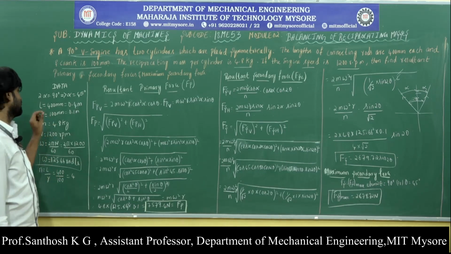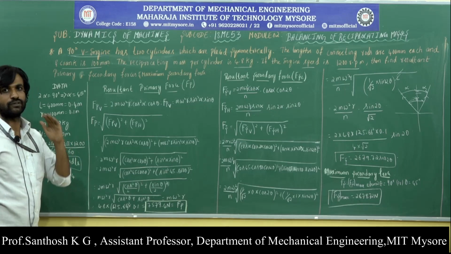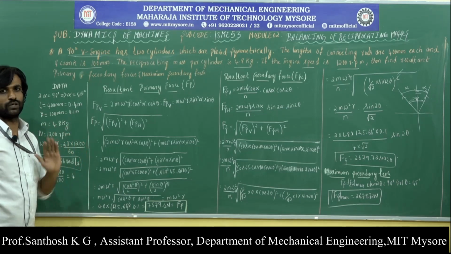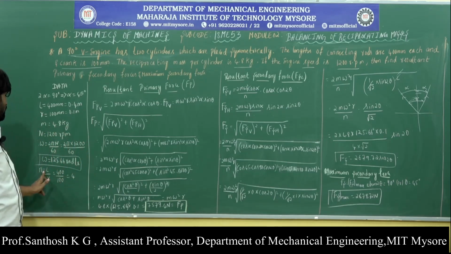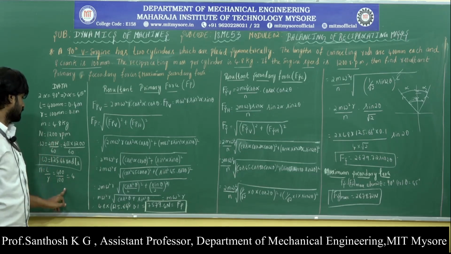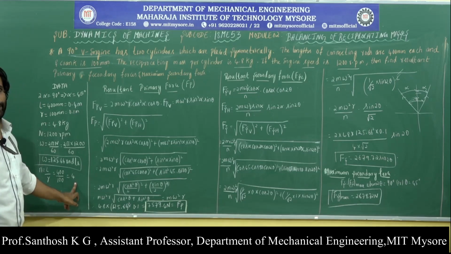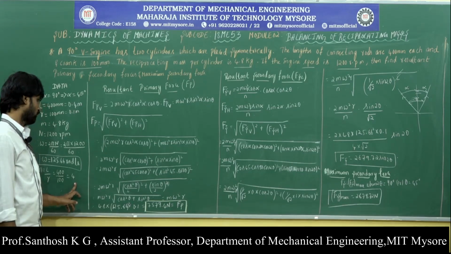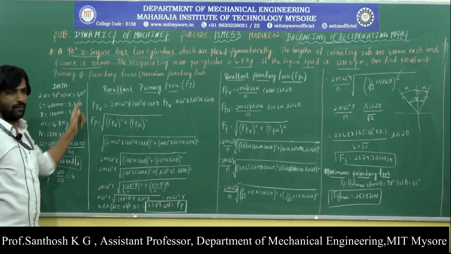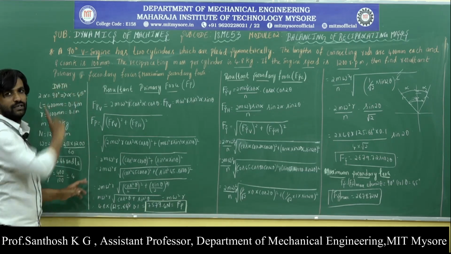Next, we need the value of n. So n represents the ratio of the length of the connecting rod to that of the crank, that is, L by R. L is equal to 400 and R equals 100, so 400 divided by 100 is equal to 4. So by reading the problem, we get the following data.